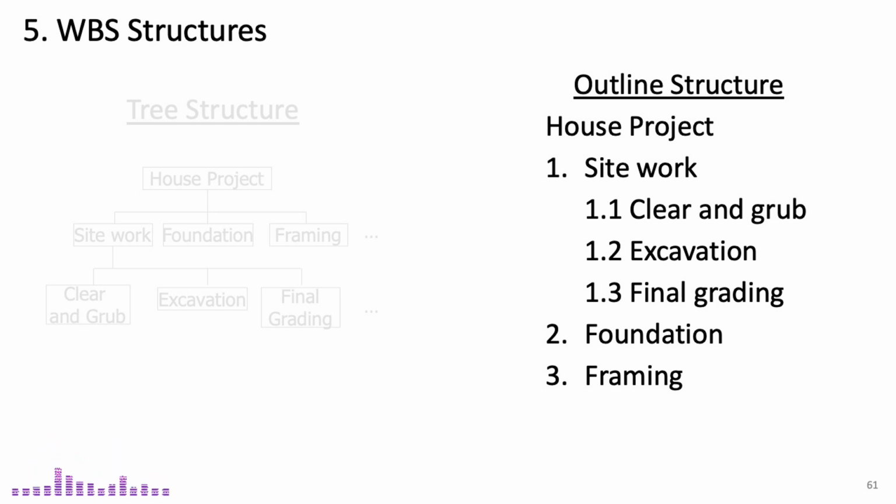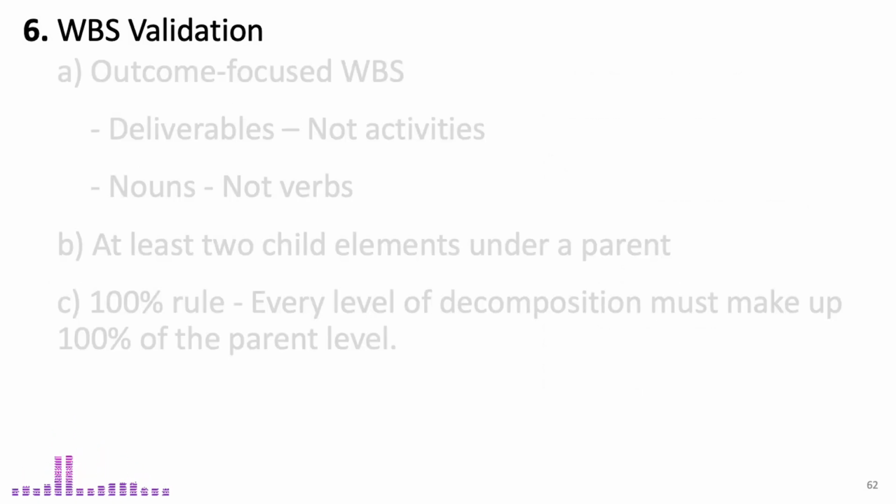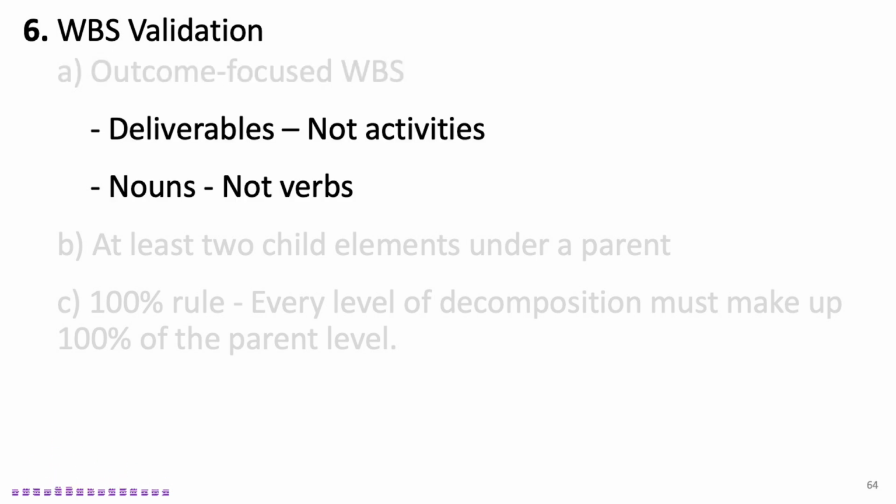Once the work breakdown structure, or WBS, is developed, the next crucial step is validation. WBS validation ensures that the structure is complete, accurate, and fully aligned with the project scope. Remember, WBS is outcome-focused, meaning it defines deliverables rather than activities. Use nouns instead of verbs to clearly define the end goal. For example, site preparation instead of prepare the site, or equipment installation instead of install a piece of equipment.